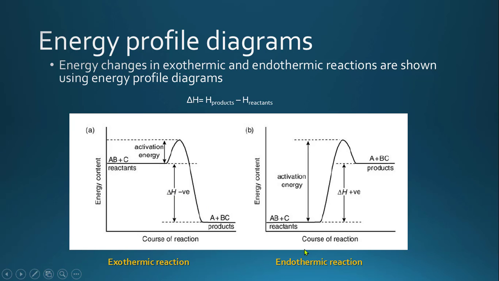When we compare that to an endothermic reaction now, the reactants have a lower enthalpy, they gain a lot of activation energy, and then when they release their energy, they form their products. So the overall enthalpy change for an endothermic reaction is positive. A positive enthalpy change will indicate that heat is absorbed from the surroundings to break those bonds, and therefore the temperature of the surroundings will decrease.